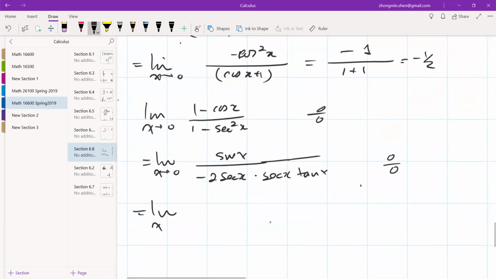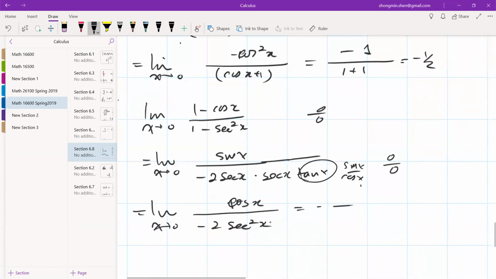Because tangent x is going to be sine over cosine. So you can get rid of sine x. Okay. So you get 1 and put the cosine x on the top and the negative 2 secant square x. That's okay. So when you plug 0 for x, secant x is going to be 1. So it's just 1/2. Okay.